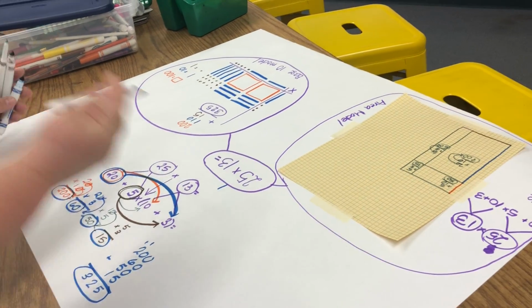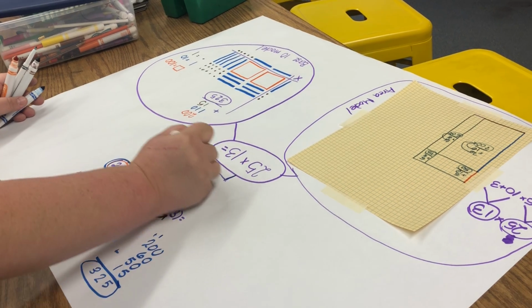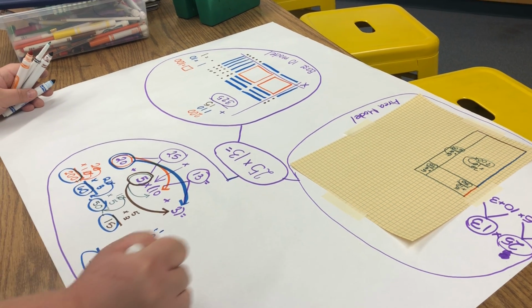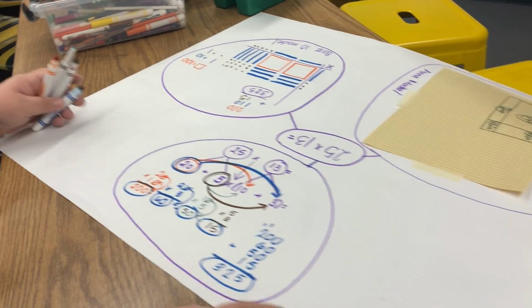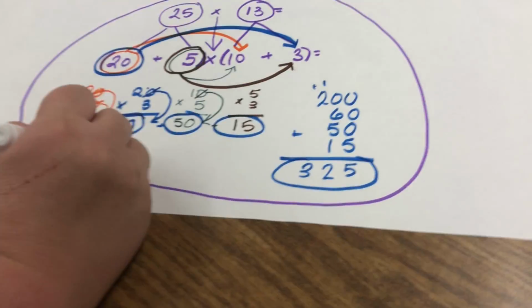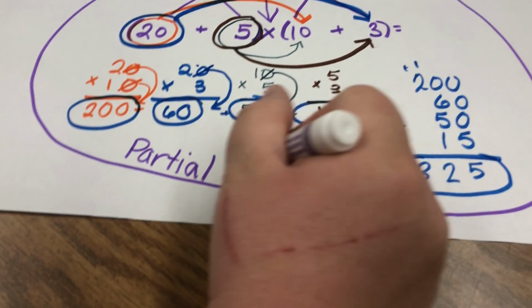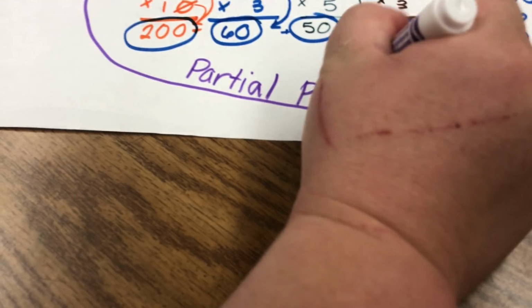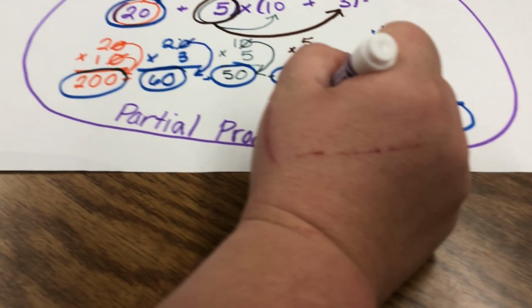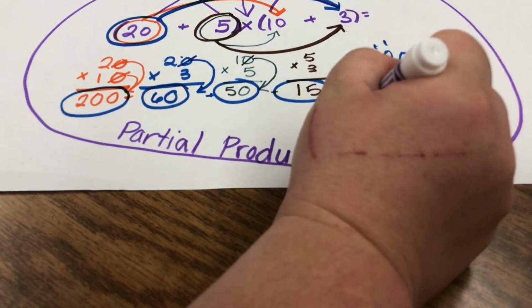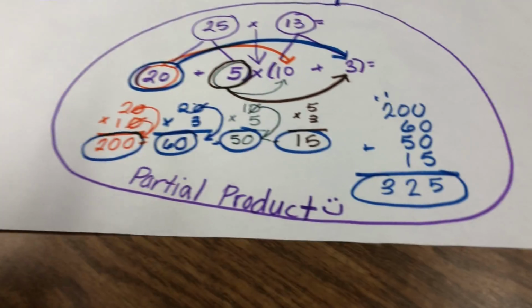Oop, I did the wrong color. We're going to circle this, and guess what we're going to label it? We're going to label it partial product. Smiley face, because smiley faces earn points.